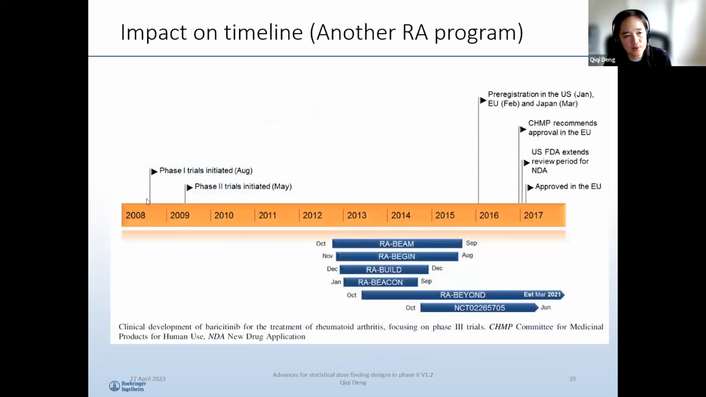For example, if you start a phase 1 study in 2008, and then a phase 2 study in 2009, and it takes 1.5 years to do one study, and if you keep doing that, you actually could delay the development by a few years, and subsequently delay the drug to the market and to the patient by a few years. So this is going to be a big thing for either the drug company or the patient.